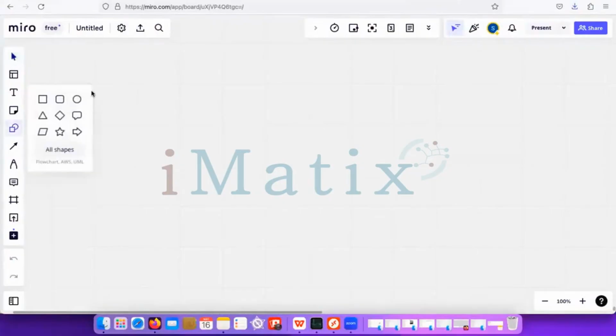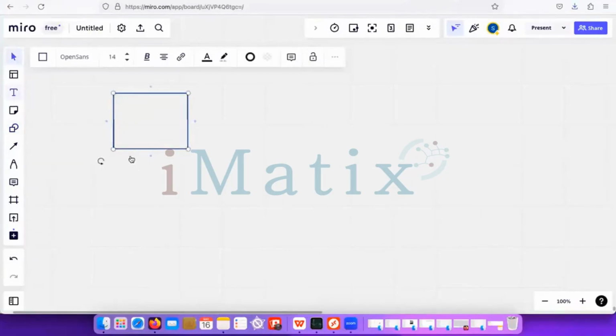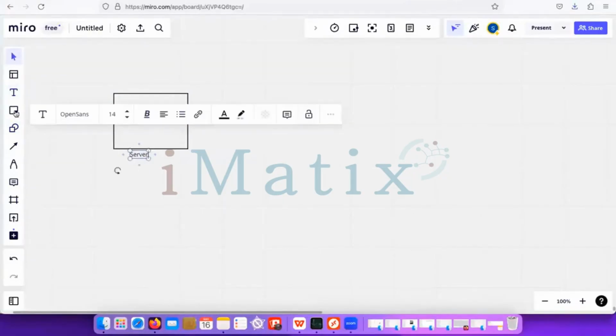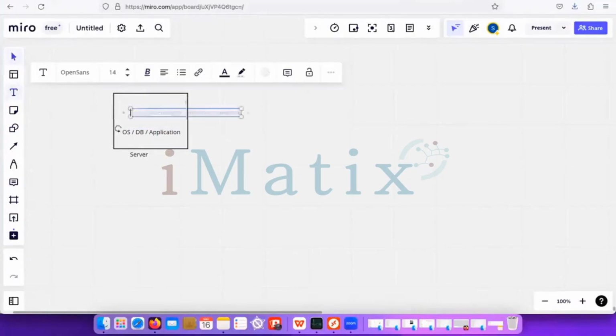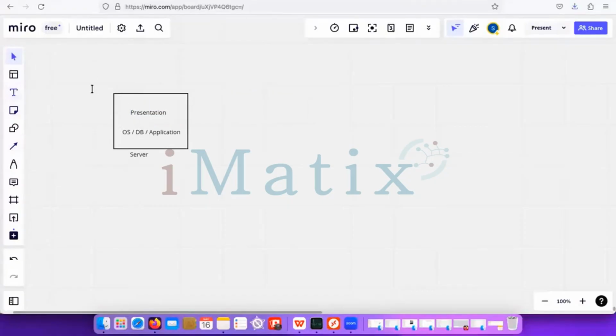R1 means we have one server. In this server we have everything. We have the operating system, the database, the application, and even the presentation layer. Presentation means the graphical user interface. Only one user can connect to this machine.